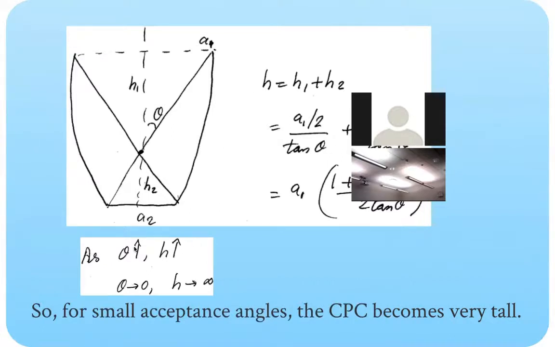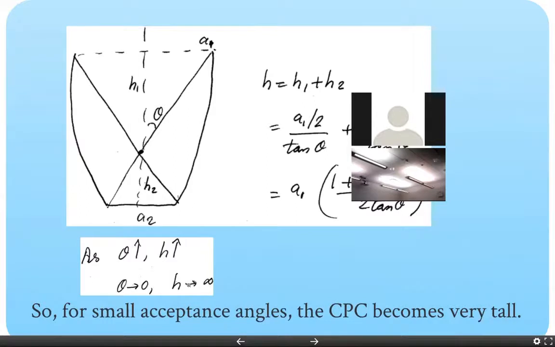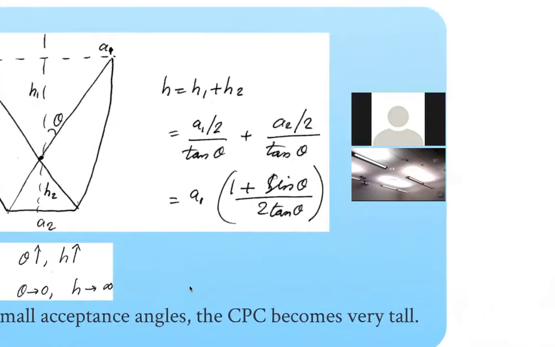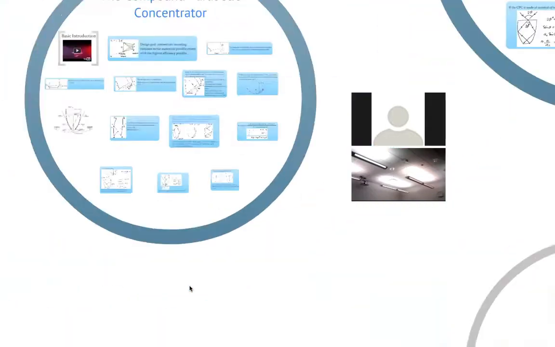Ignore this first line, which is a typo. The second line is correct. As theta becomes very small, you're getting very high concentration, h becomes very large, so your CPC gets big, which is problematic, of course, because that means you have to track something very big and bulky. So those are the key trade-offs to keep in mind from the last lecture.